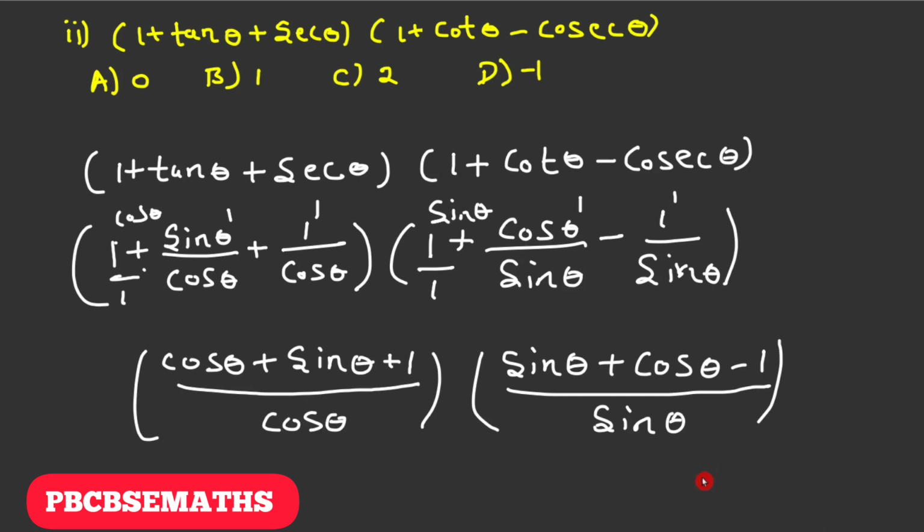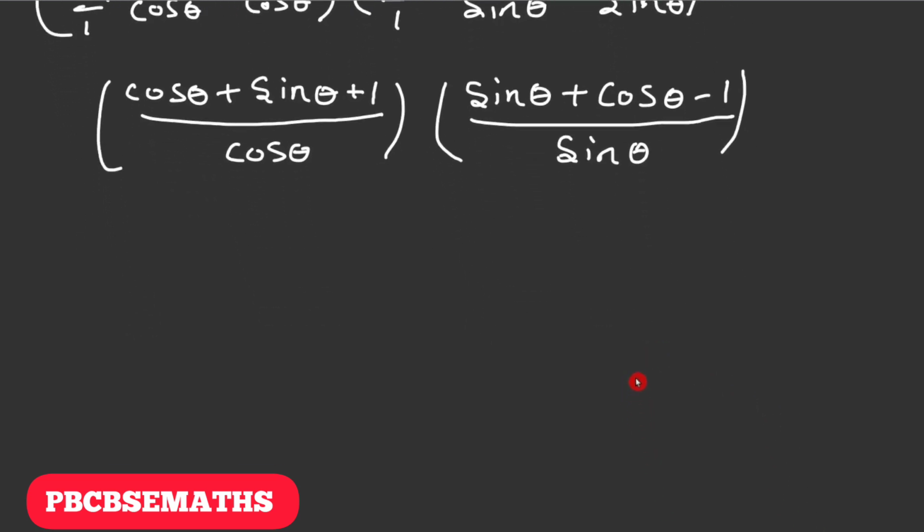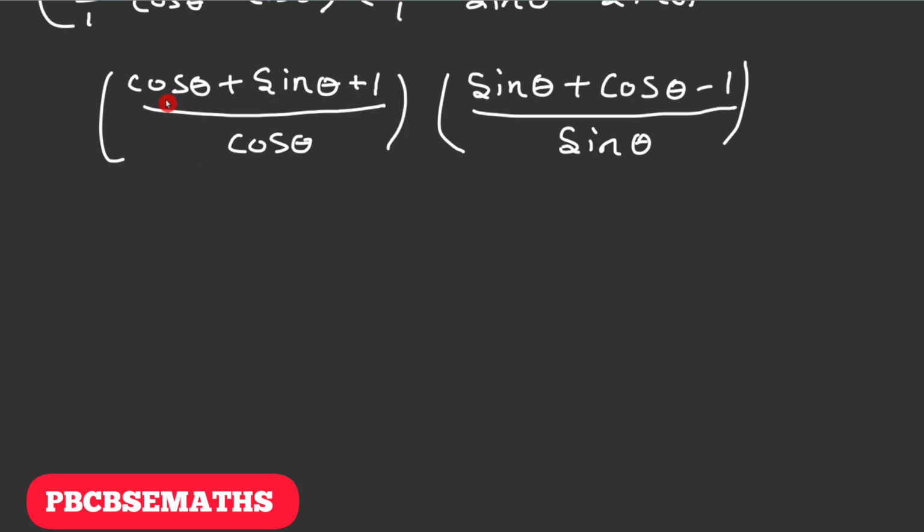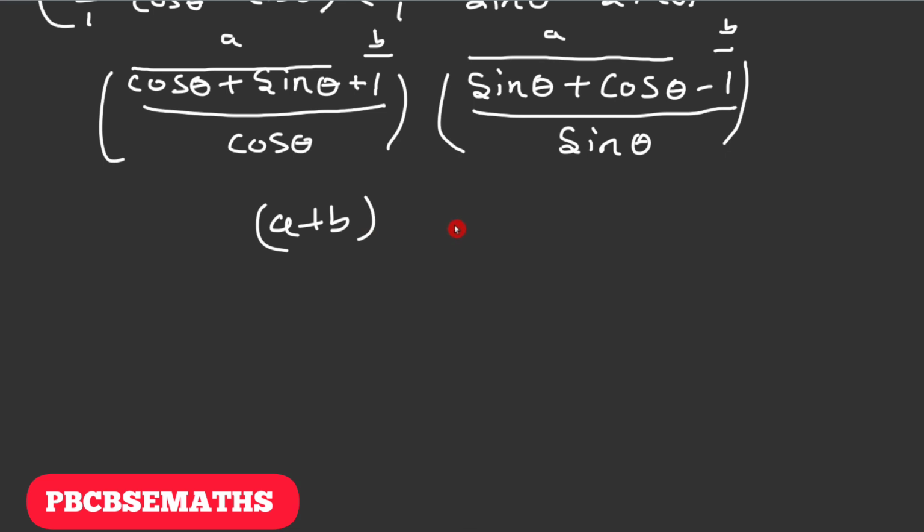Now let's multiply these two terms. In the numerator we have cos theta plus sin theta plus 1, and here we have sin theta plus cos theta minus 1. Let's consider cos theta plus sin theta as term A and the 1 as term B. Now if we look at the numerator, it is in the form of (a plus b) into (a minus b), which is equal to a square minus b square.